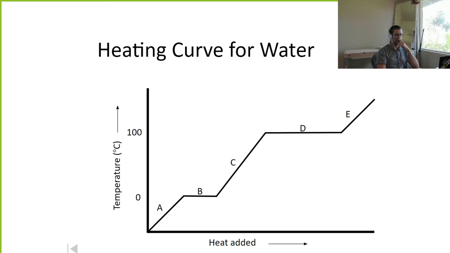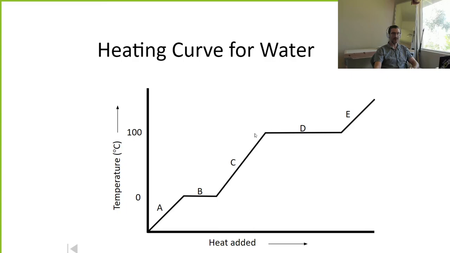Am I frozen? No, that's weird. My Zoom window is frozen. My Zoom window's on the previous slide, but, that's weird. There it goes, okay.